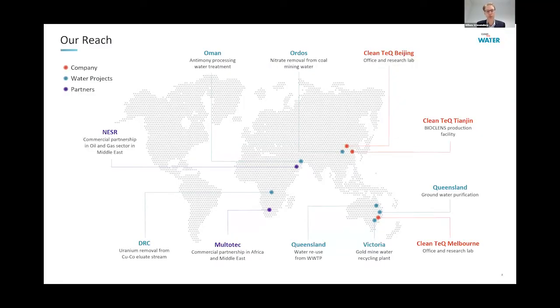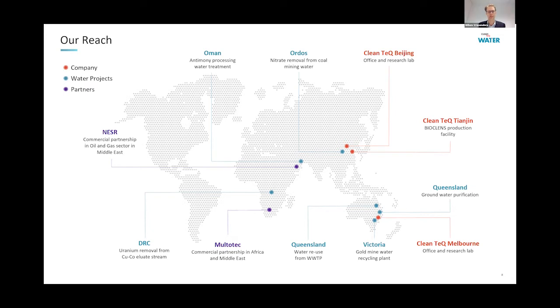Our footprint then, so we're looking to promote, or we are promoting our solutions across the world in the areas and in the sectors where they apply the best. Our head office is in Melbourne. We also have an office in Beijing. We produce the biocleanses I mentioned earlier in our own factory in Tianjin. And then we're working with partners. So we have a number of partners we work with around the world.